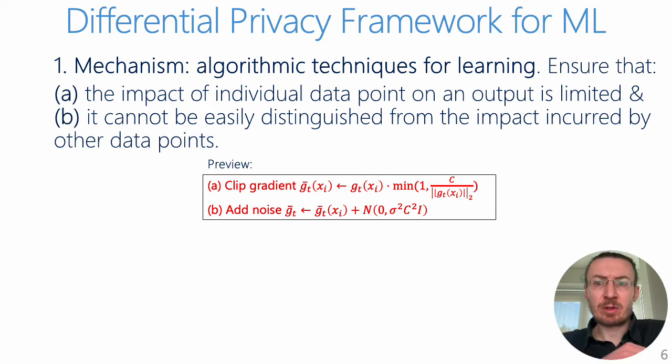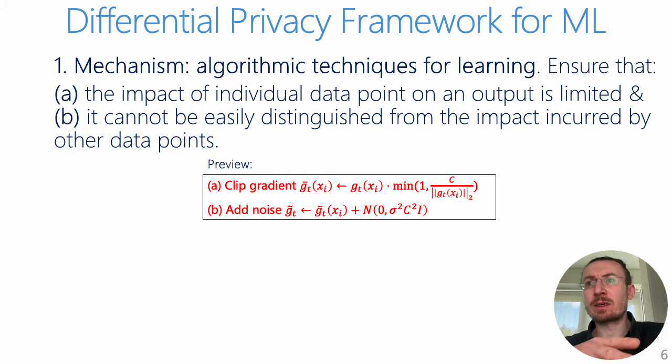The differential privacy framework requires us to design two aspects. The first aspect is a mechanism, which is the algorithm that expresses how we should train a model so that we can preserve the privacy of the training data. So we have to ensure that the impact of individual data on the outputs of the model, or outputs of the mechanism in this case, so the model parameters, is limited. And the second aspect that we have to guarantee is that it cannot be easily distinguished from the impact incurred by other data points.